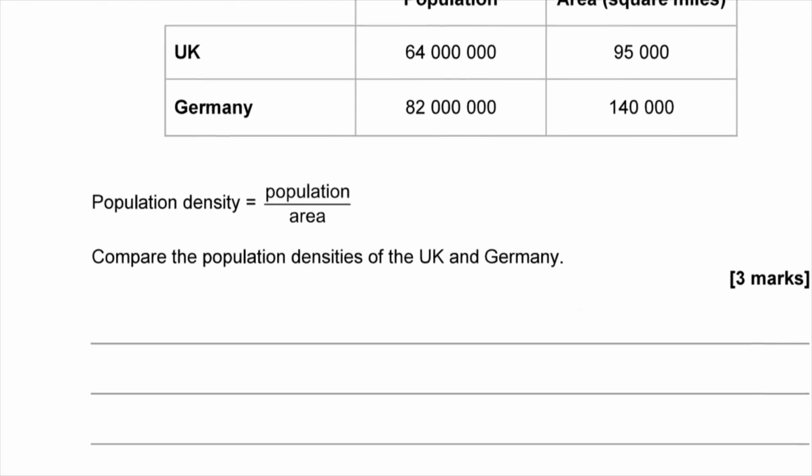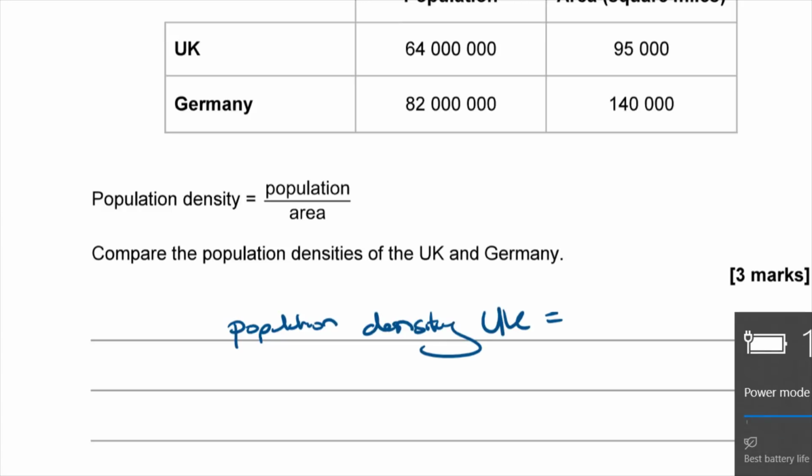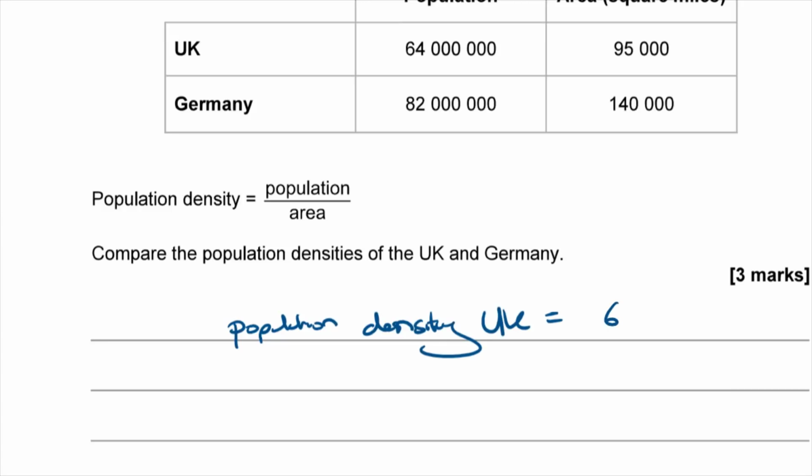Okay, so let's work out what their population densities are first. So population density for the UK is going to be 64 million divided by 95,000. Okay, I'm just going to get rid of some of these zeros. Those 3 cancel out with those. So I've got 64,000 divided by 95. Just makes it a bit easier to type into the calculator.